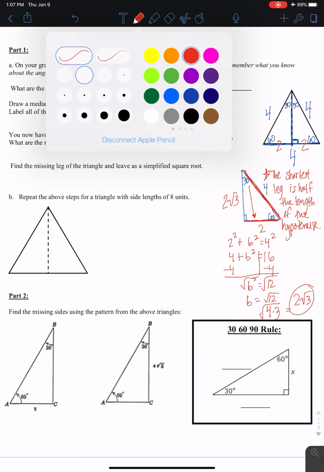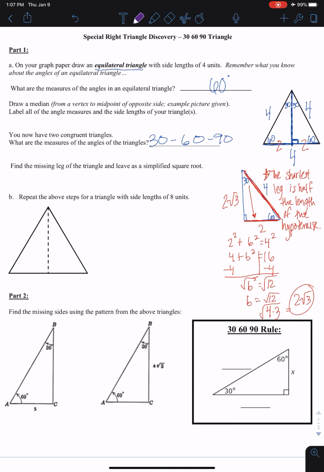And then on the other side, between the shortest leg here and the long leg across from the 60, it's 2, and then 2 times the square root of 3. So the shortest leg times the square root of 3 makes the longest leg. So I'm going to write that like this. The long leg is the short leg times, or multiplied, by the square root of 3.